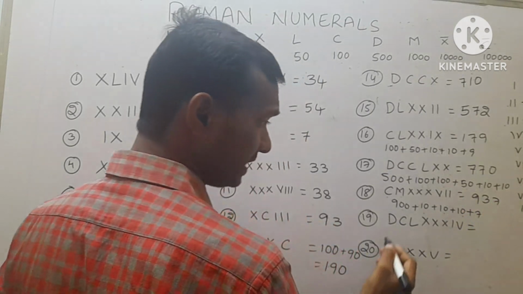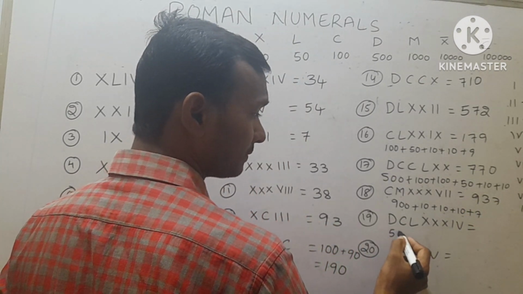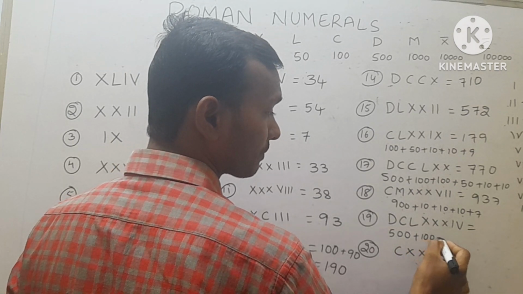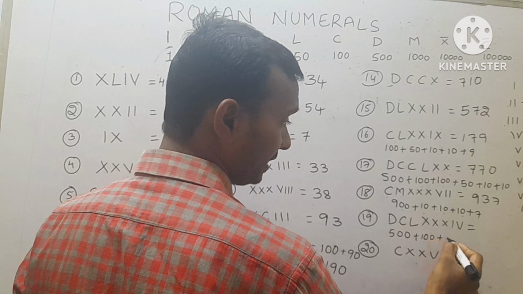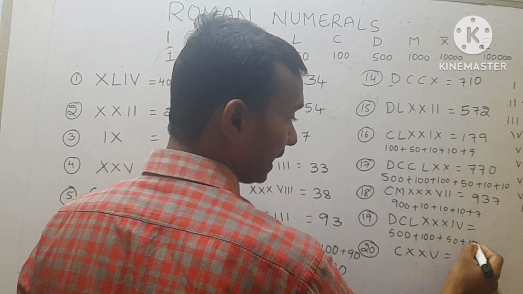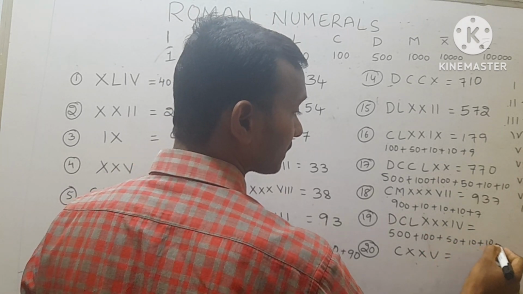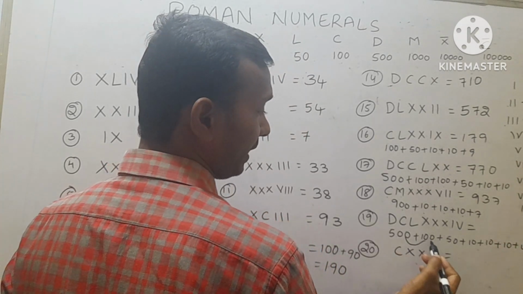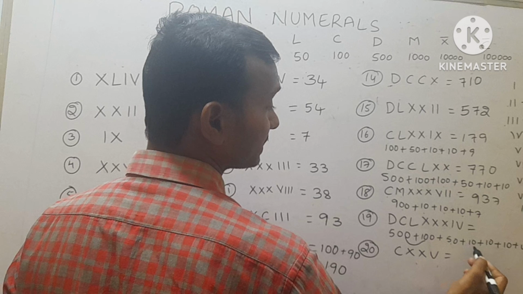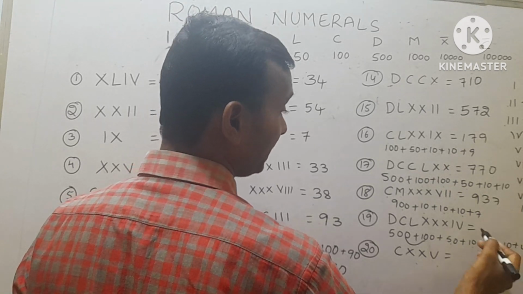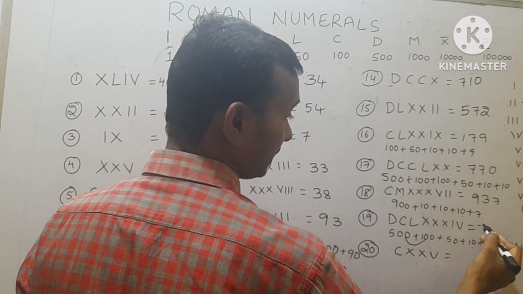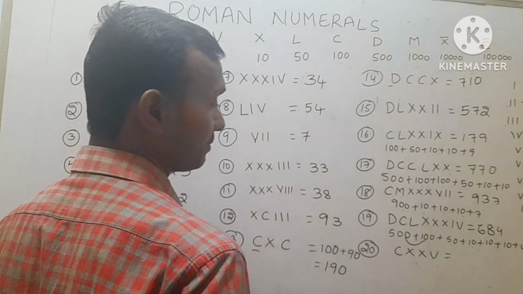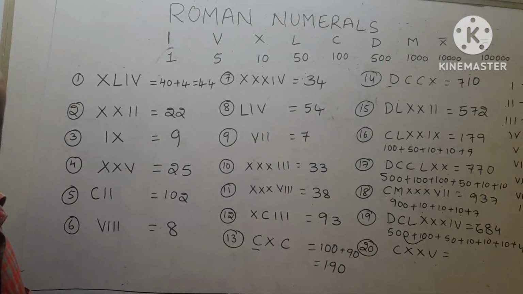Next, 500, 100. Next, 50, 10, 10, 10 and 4. 500, 100, 600, 650, 660, 670, 680, 684. Try this last question by yourself.